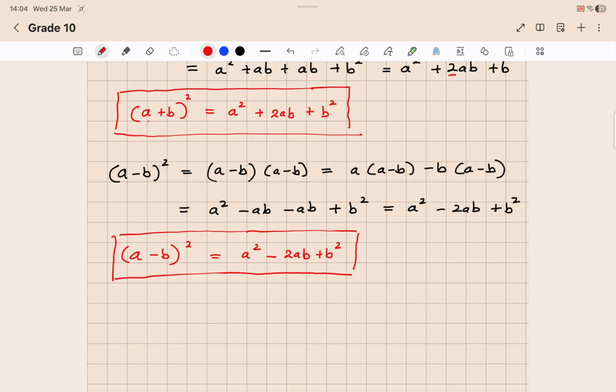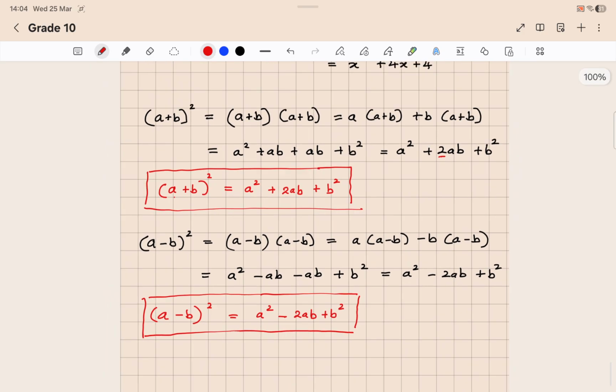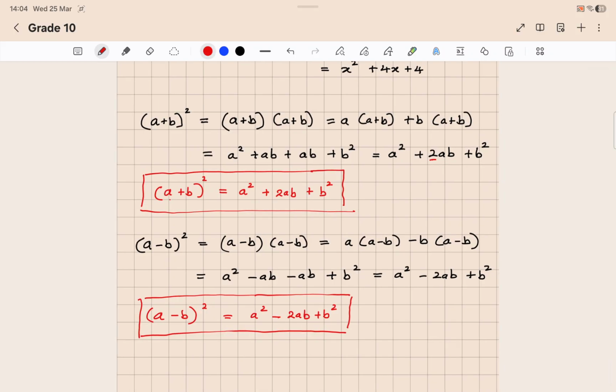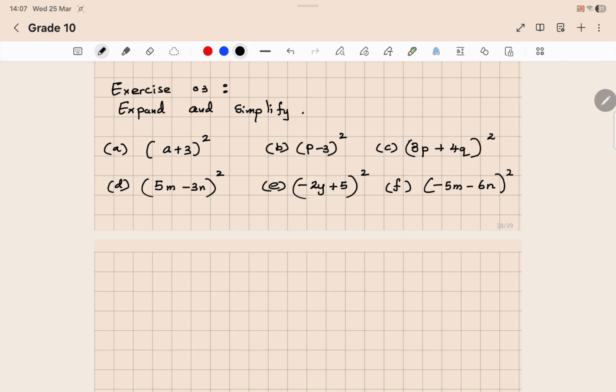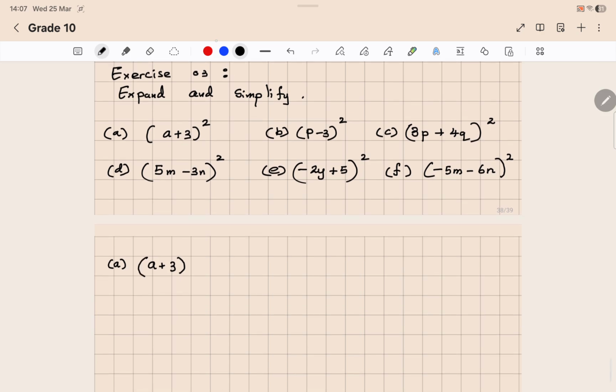Right. Okay, so we'll do some exercises to practice these two expansions, a plus b squared and a minus b squared. Right, so let's try this exercise. A plus 3 squared. We want to expand and simplify this. Let me just write down the two expressions we are going to use. A plus b squared is what? A squared plus 2ab plus b squared, and a minus b squared is a squared minus 2ab plus b squared. Right.